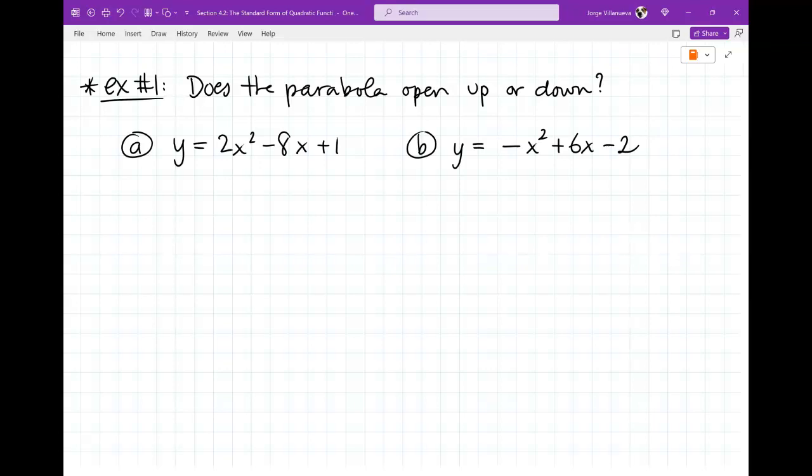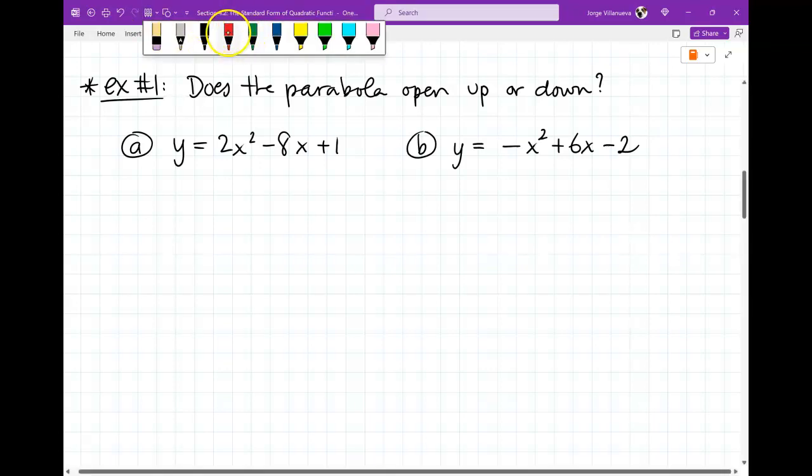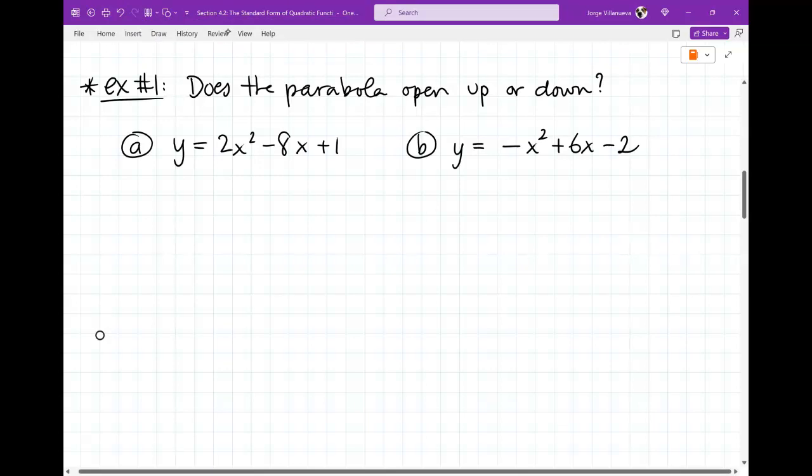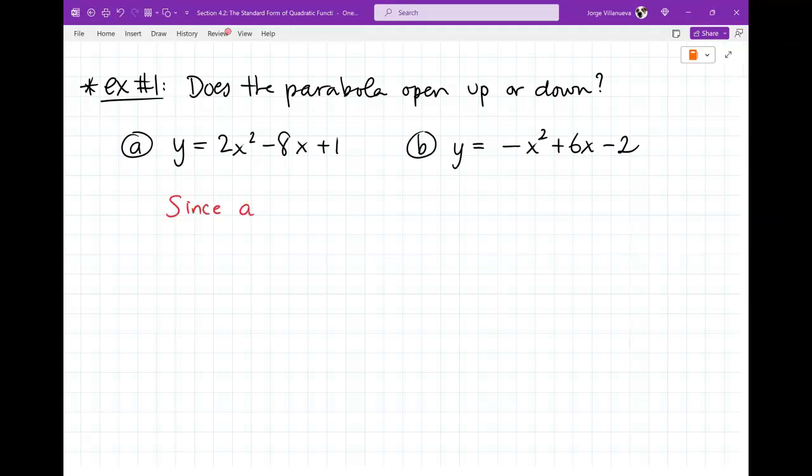I gave us a lot of space just because of the notes, right? I want the notes not to have a bunch of problems in there for us. But what would you say for part A? Does it open up or down? It opens up, right? Because why? What's positive? The a value, right? So I'm going to put since a, and remember, you guys don't have to write this explanation down if you don't want to, but the answer, yes, but I'm putting this there for the notes.